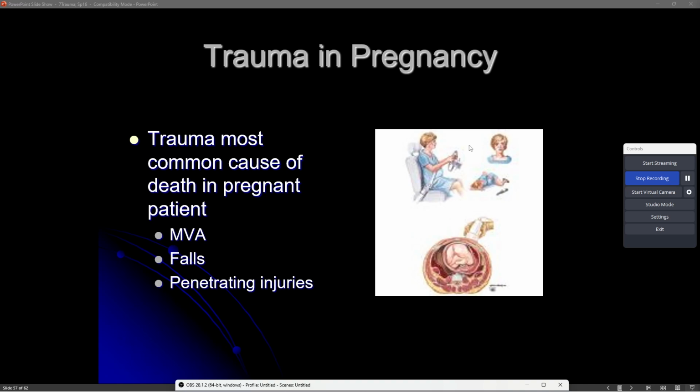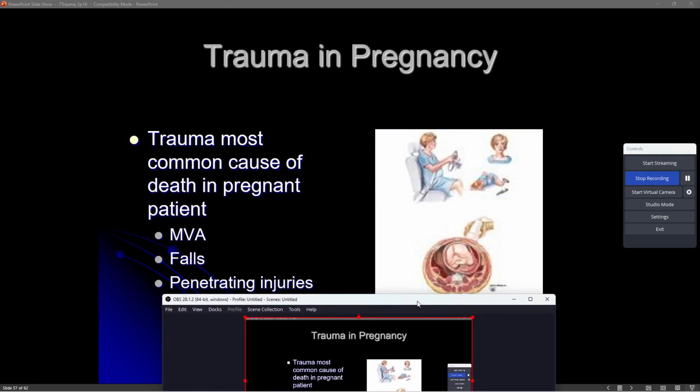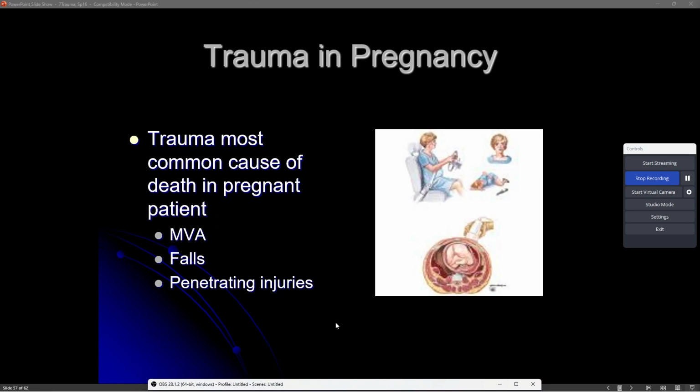Trauma during pregnancy is another one of those big ones to put a star next to. One of the most common causes of death during otherwise healthy pregnancies is actually trauma. Motor vehicle accidents are up there, falls, and then penetrating injuries to the actual abdomen slash fetus or uterus itself are some of the bigger issues that we can run into.